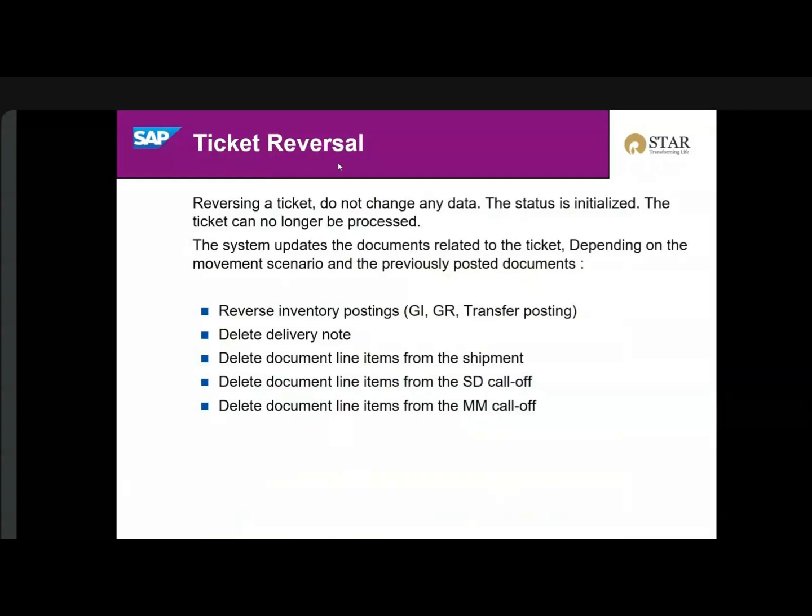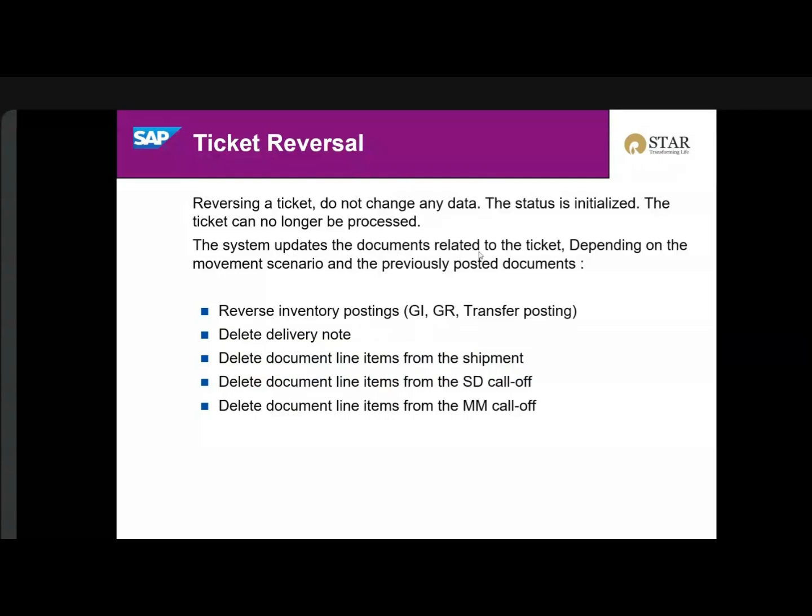Ticket reversal. Suppose everything is done. You have entered the ticket, actualized. After that, you realize that the quantity or date or some mistake you have made, then what to do? So there is a ticket reversal functionality for reversal. Once you reverse, all the subsequent documents will be reversed and you can again create one more ticket with correct data.